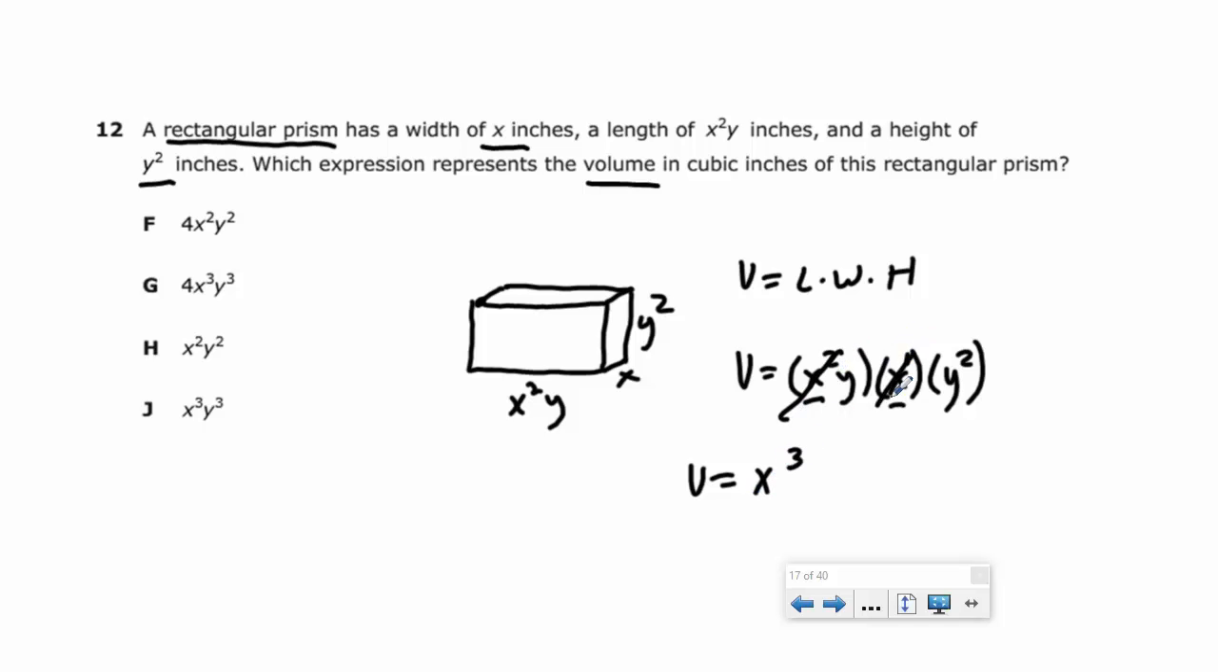And I've used these all up. Now this y has a power of 1, and I'm multiplying y by y. So y times y, add the exponents, 2 plus 1. So this will be y cubed. This is your volume. This is the answer. That's about it.